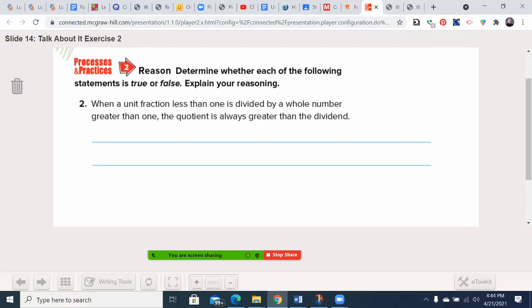True or false? When a unit fraction less than 1 is divided by a whole number greater than 1, the quotient is greater than the dividend. Think about it, and then we'll reveal.